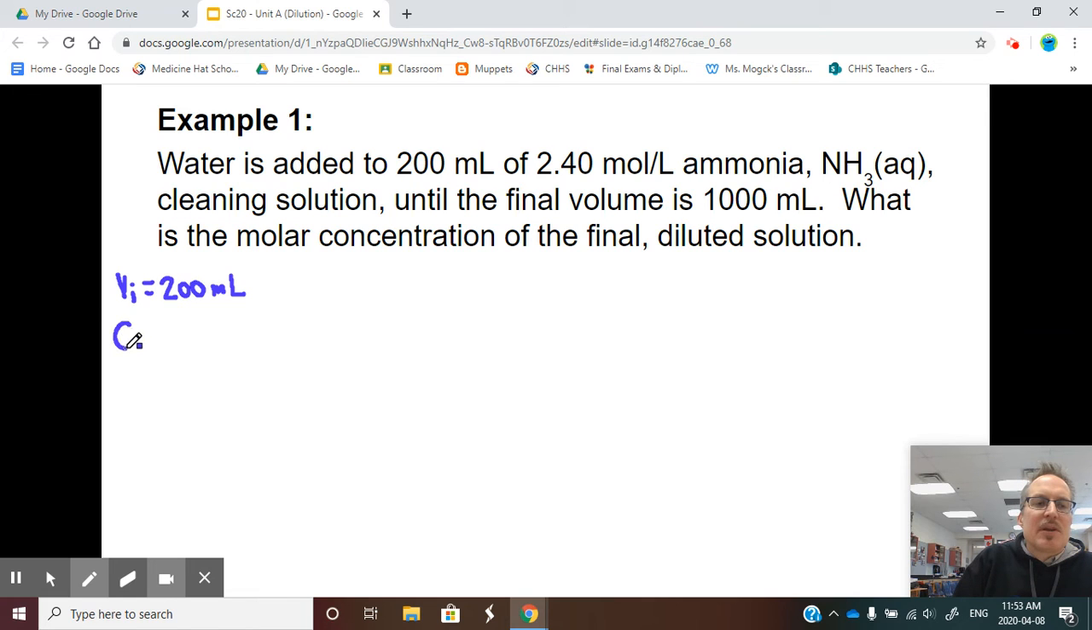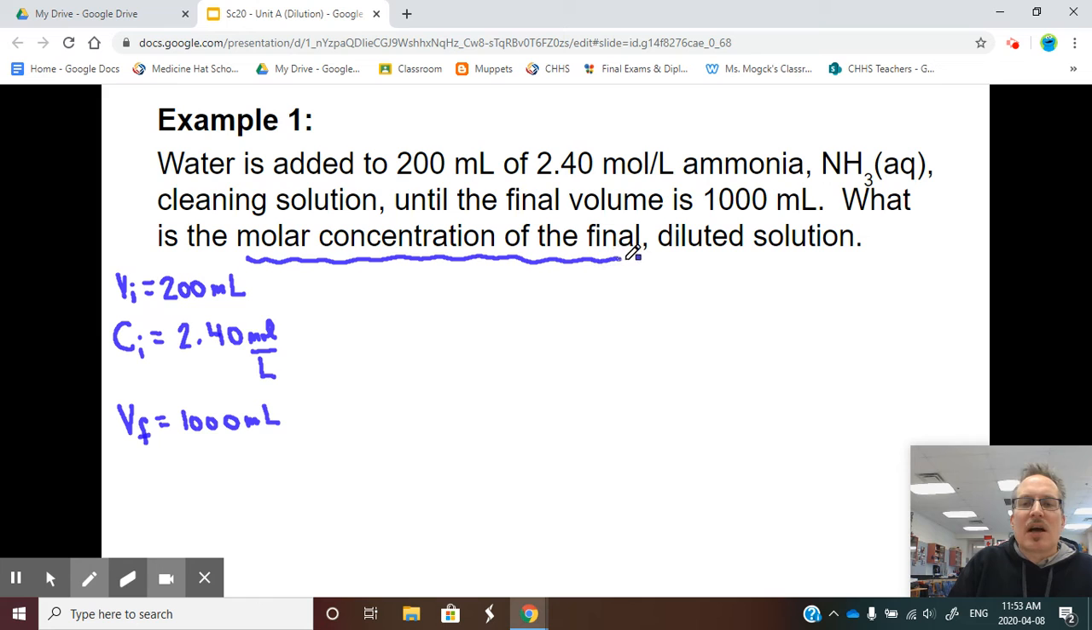So this is going to be my initial concentration of the ammonium, 2.40 moles per liter, until we reach the final volume of 1,000 milliliters. So final volume is going to be 1,000 milliliters. We would like to know what is the molar concentration of the final diluted solution. So I want to find final concentration, what it is.